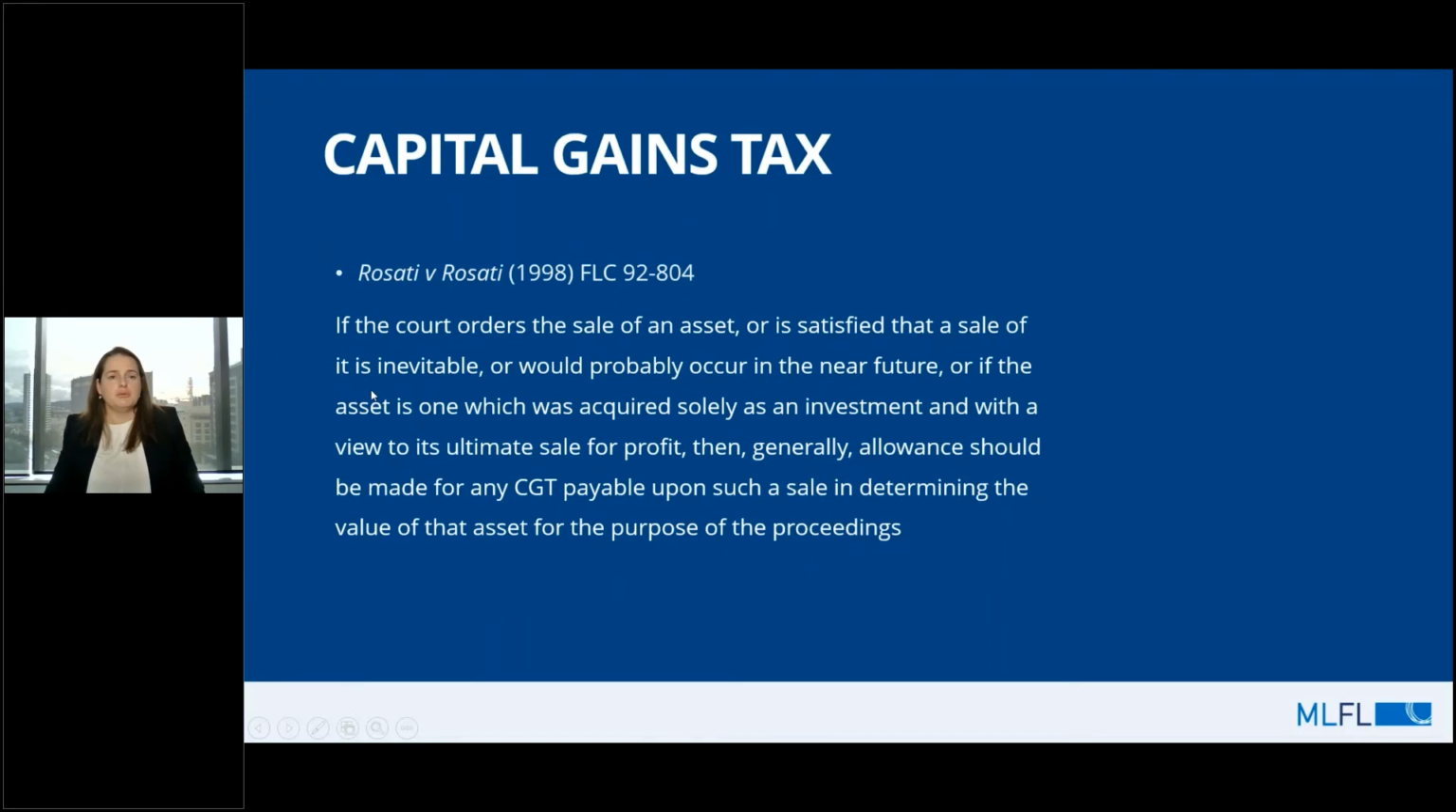The second principle: if the court orders the sale of an asset, or it is satisfied on the evidence that the sale is inevitable or would probably occur in the near future, or if the asset is one which was acquired solely as an investment and with a view to its ultimate sale for profit, then generally allowance should be made for any CGT payable upon the sale in determining the value of that asset for the purposes of these proceedings.